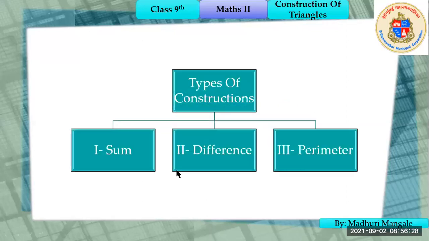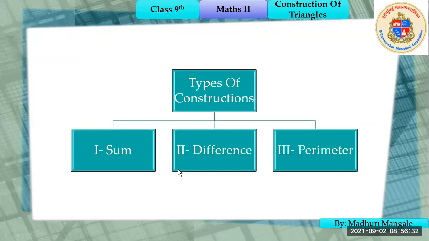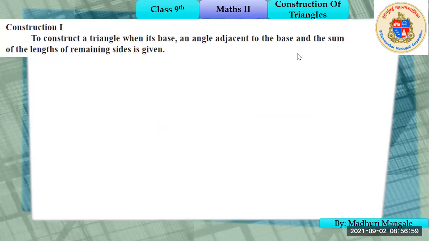First thing, this lesson or the constructions are of three types. First type is about the sum, second about difference, and third about perimeter. In sum, we are given one base, one angle, and sum of two sides. In difference, we are given one base, one angle, and difference of two sides. But there are two types in difference. Okay, and perimeter, we are given two angles and the perimeter. Let's look at each construction closely.